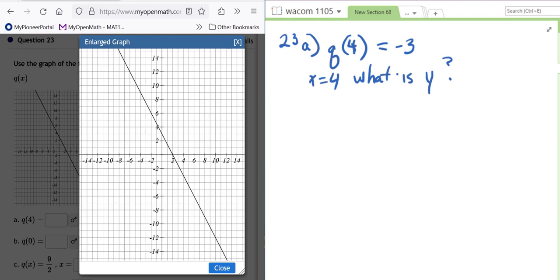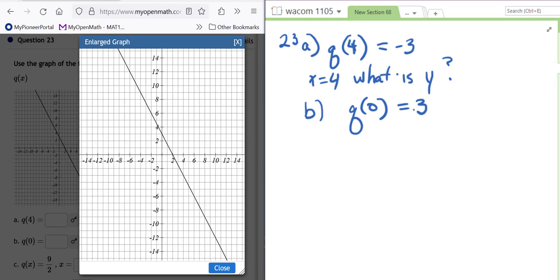Right, the next one, Q of 0. So X is 0. What is Y? So X is 0 is here. Just go up to your picture, and it is 3.